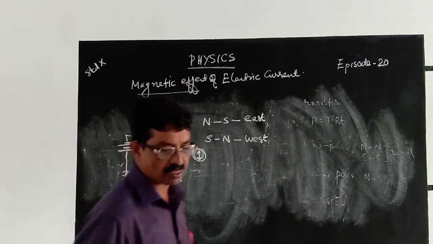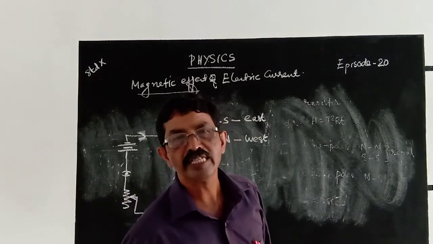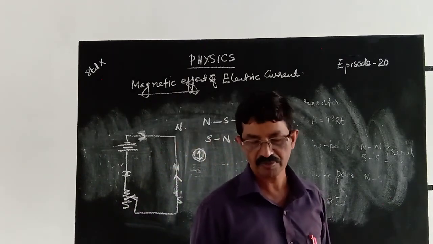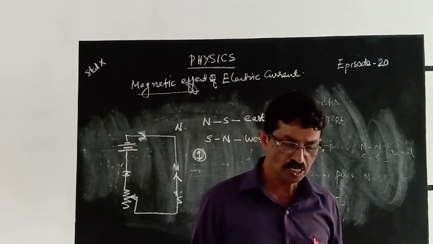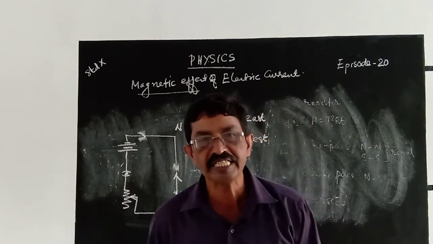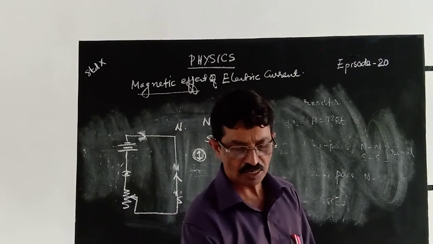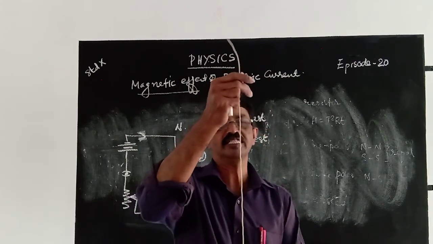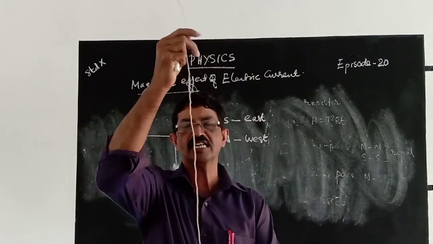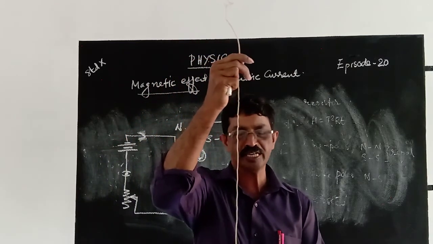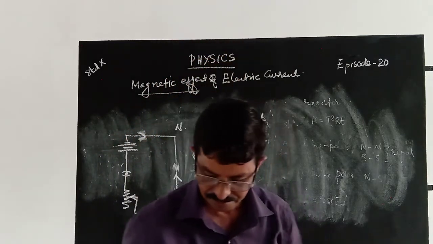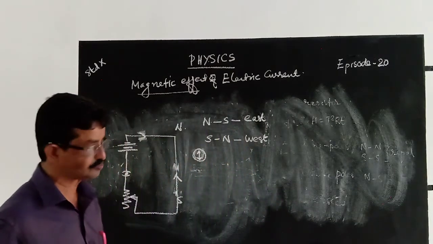Now, how is this magnetic field produced? When current passes through a straight conductor, like this straight conductor, how is the magnetic field produced here? That we want to find out.